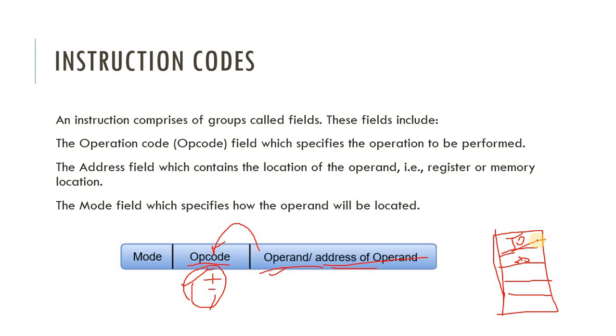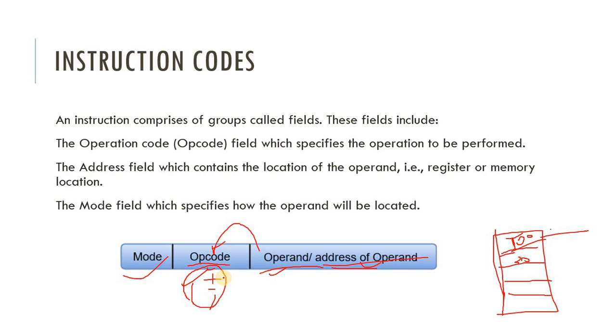meaning the value is stored on some specific memory address. So it is possible that it contains the memory address, that rather than directly storing the value, it also stores the address of the operand. And the last field is the mode. Mode specifies how the operand will be located, or where our data is stored. That is specified by the mode, which we'll learn in depth in our next slides.